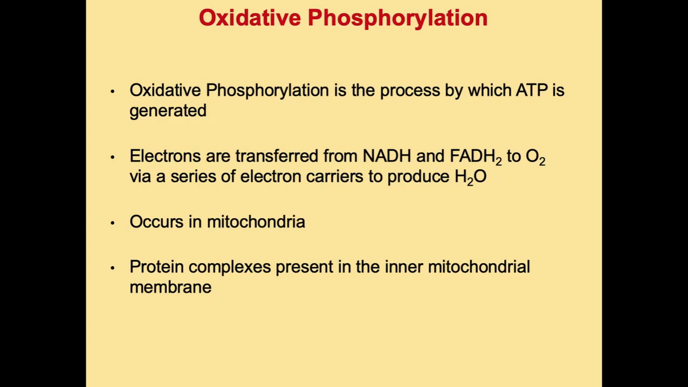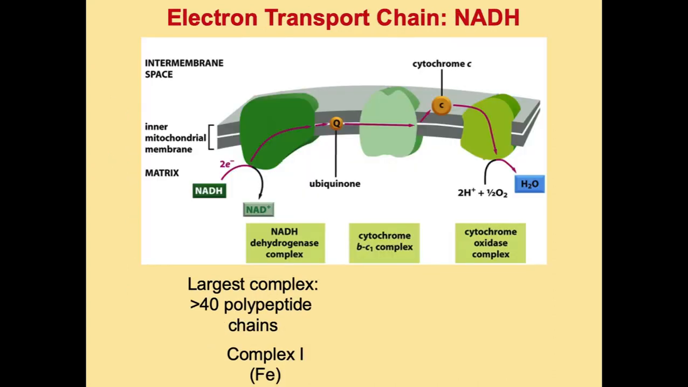There are protein complexes in here, and in total there are 4 complexes, each of which passes on electrons, and each time they pass on electrons they release energy, and this is the energy which is then harnessed to produce ATP. So what does this look like?